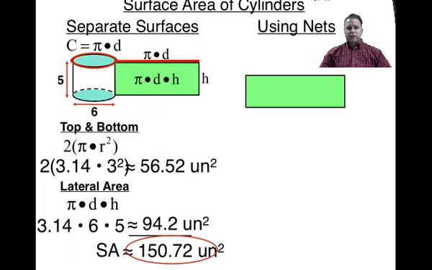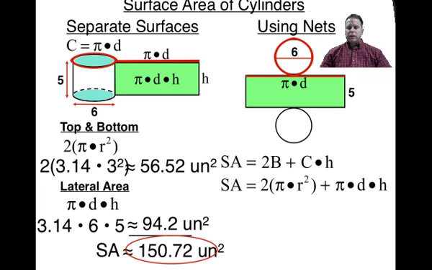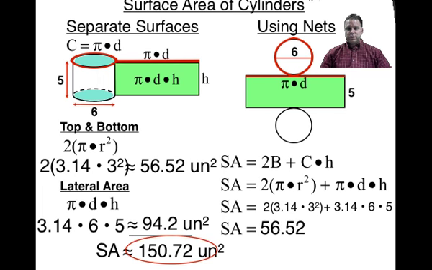Now if you want to do the net, it basically looks just like the separate surfaces. Doesn't matter where you put your circles, and you're basically getting the same thing. We have 2 bases plus the circumference times the height. Remember our bases are circles, so it's going to be 2 times pi times r squared, and we have pi times d times h. So we put in all that stuff, and you'll notice it's basically the same thing. We'll get 56.52 again, plus 94.2 again. Add them up, and we still get the same answer.